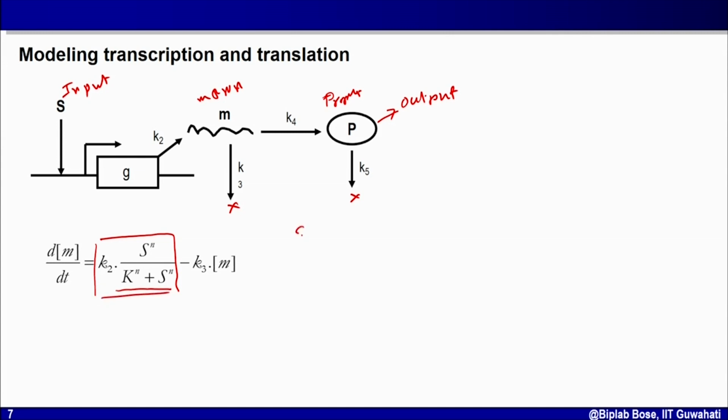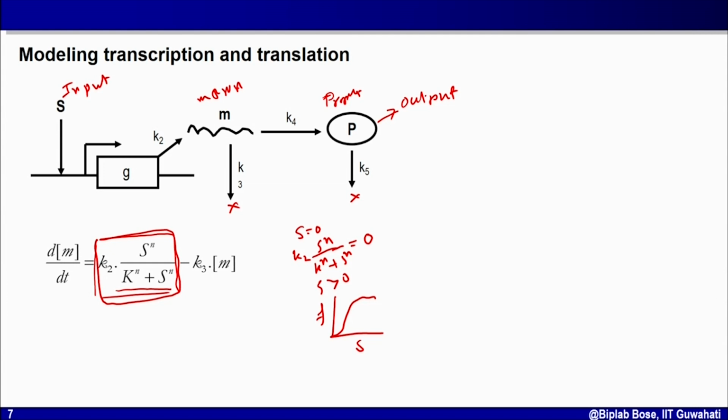When S equals 0, K2 into S to the power n by K to the power n plus S to the power n will become 0. When S is greater than 0, then this function will have a sigmoidal behavior, depending upon S. So as S increases, this whole term will also increase and reach a maximum value K2, because the hill function has a maximum value of 1, so 1 into K2 is K2.